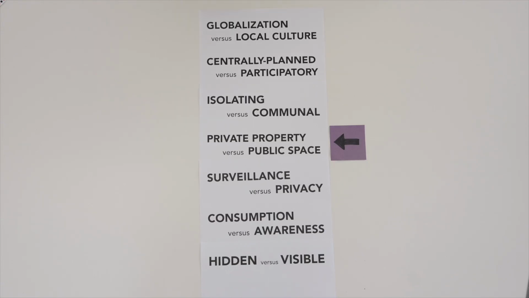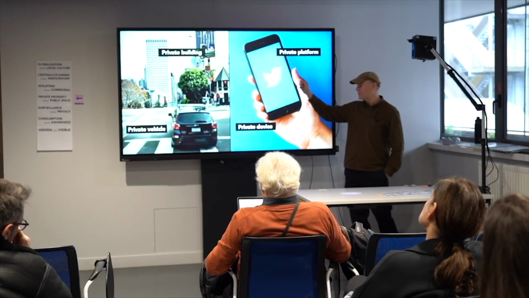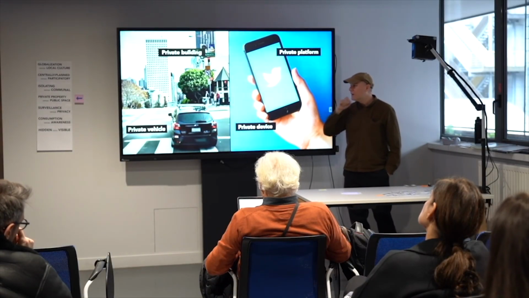The next value is private property versus public space. So on the left, you spend your day in the privately owned office building, which you get to in your privately owned vehicle. On the right, you spend your day on this privately owned computing platform, which you get to on your privately owned device.